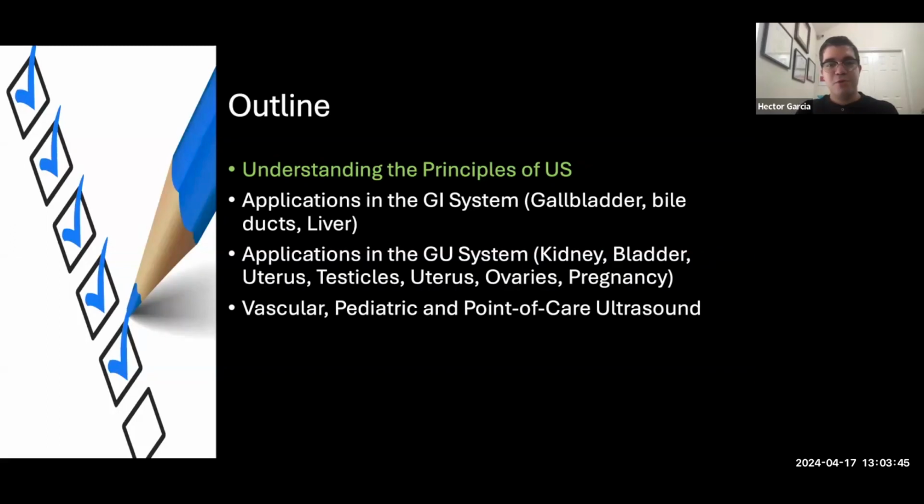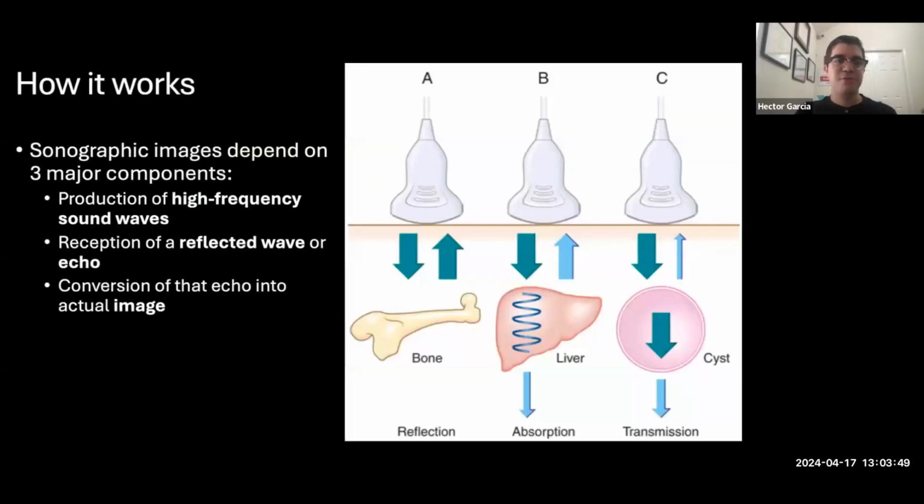I'm just gonna cover real quick the understanding principles of ultrasound. So for ultrasound, there are three major components to produce sonographic images: the production of high frequency sound waves, and then the reception of a reflected wave or echo, and then that echo is converted into an actual image. And then here on the right, if it goes through a bone, then almost everything is going to be reflected back, and you're going to see very, very bright.